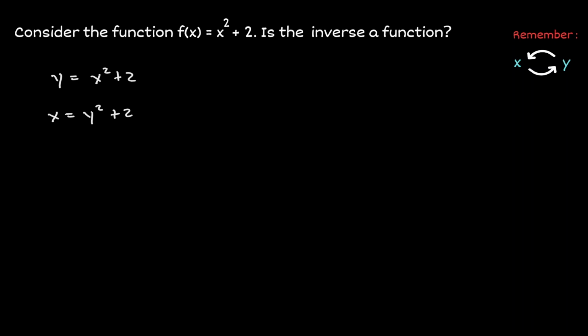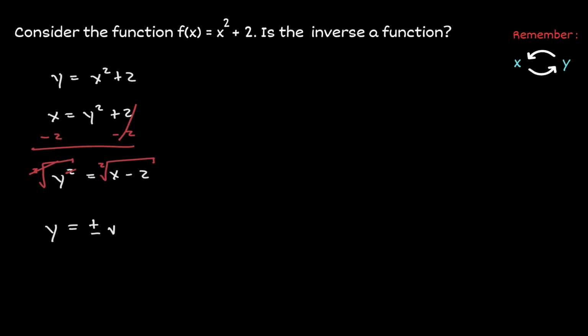By doing this, we're switching the domain and the range of our inverse function, which is a property for inverse functions. So now that we have given this property, let's solve for the new y. Let's start by subtracting 2 from both sides. And to get rid of the exponent, let's take the square root on both sides. But whenever we take the square root and solve for a variable, we need to consider the positive and the negative outcome. So we will write it as plus or minus the square root of x minus 2.